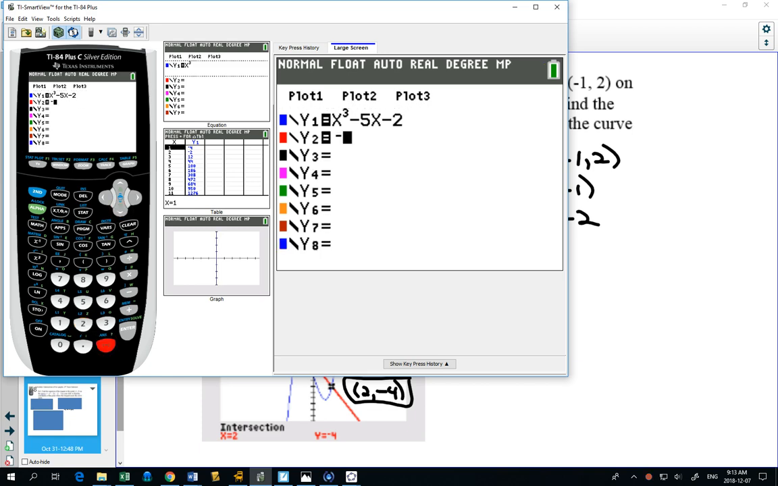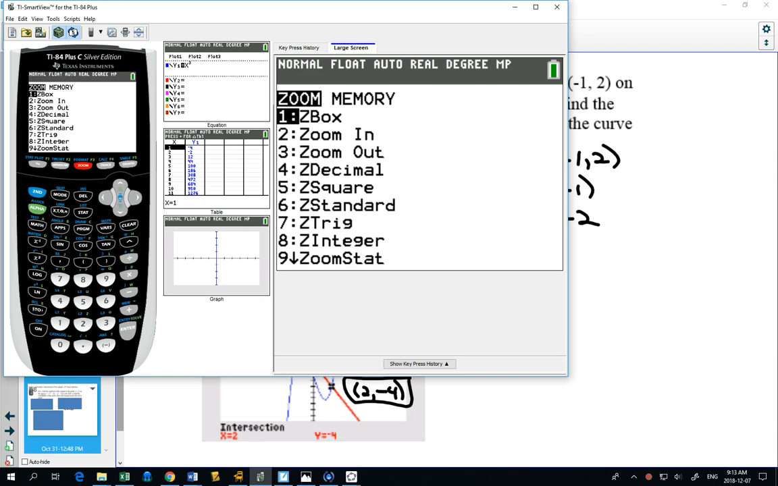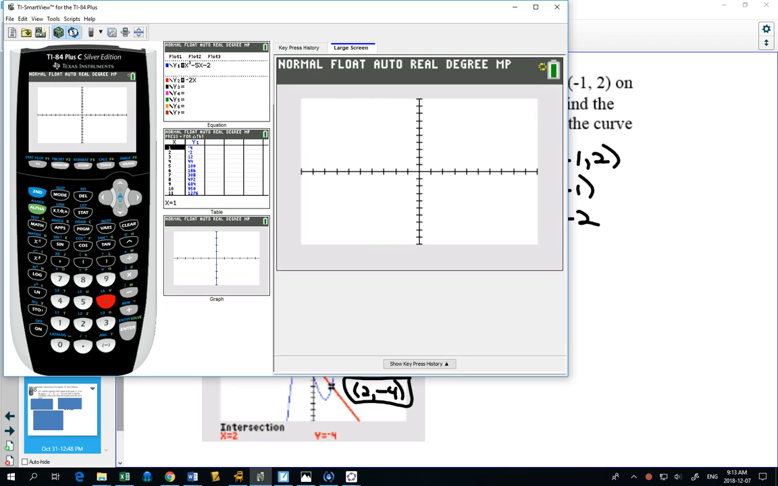And in my second equation, I'm going to graph my tangent line, which is -2x. Might have to change my window here. I'm going to go zoom back to 6 for a standard window. There's my x cubed graph. And there's my tangent line. So my tangent line is hitting nicely at -1, 2.